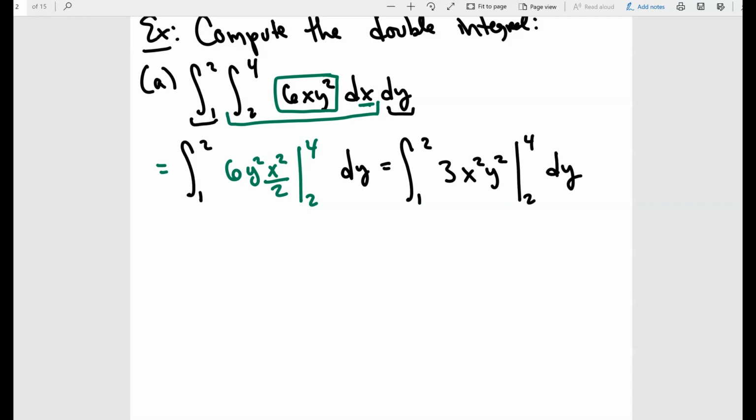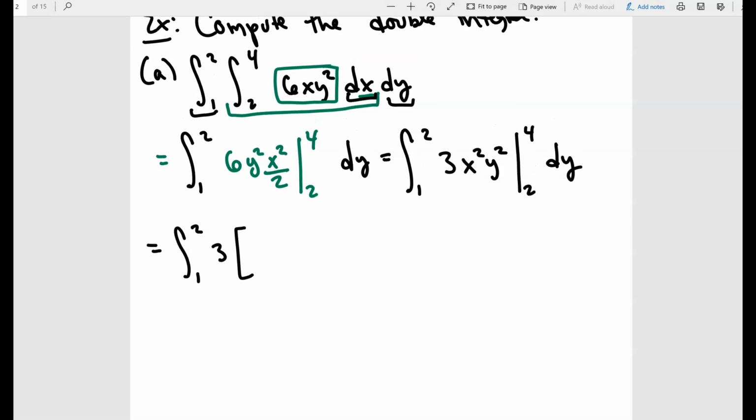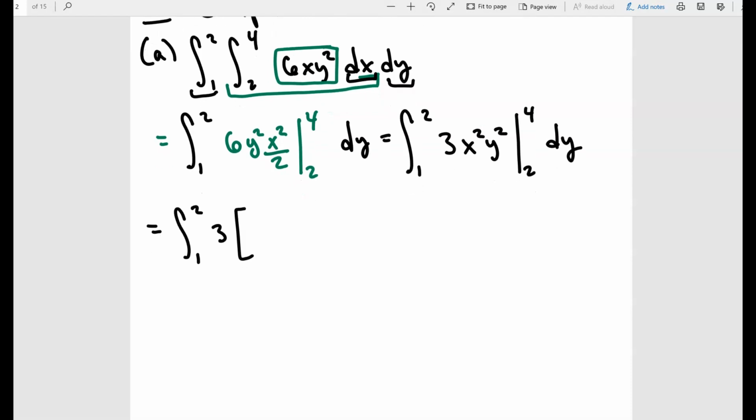Okay, now I'm going to use the fundamental theorem of calculus. Okay, so I have the integral from 1 to 2. Okay, so I'm going to have this 3, and then I'm going to plug in the 4. Into what variable? Into the x, because remember, this is with respect to x. So I'm ignoring the y. So I'm going to have 4 squared y squared minus 2 squared y squared. Okay, dy.